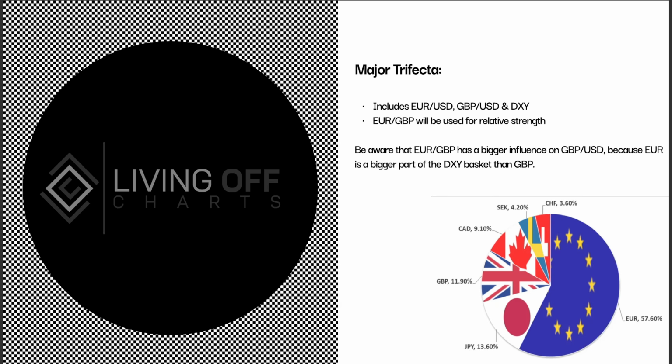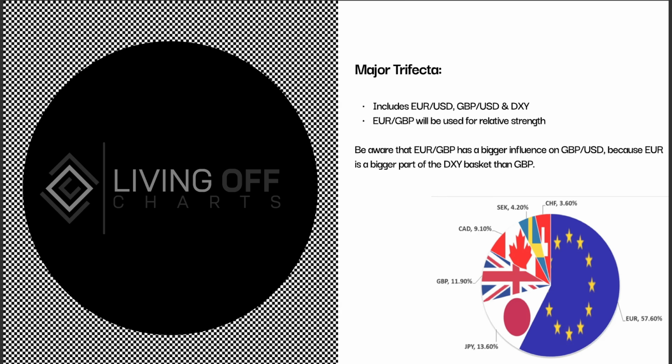And Euro GBP will be mixed into this because we want to determine if the euro is stronger or the pound. And then we can decide after we have analyzed DXY. We just went over how to market profile DXY. If we know which currency is stronger or weaker, we can pair that up with our DXY analysis. So just to be aware, Euro GBP has a bigger influence on GBP USD because the euro is a bigger part of DXY than GBP.